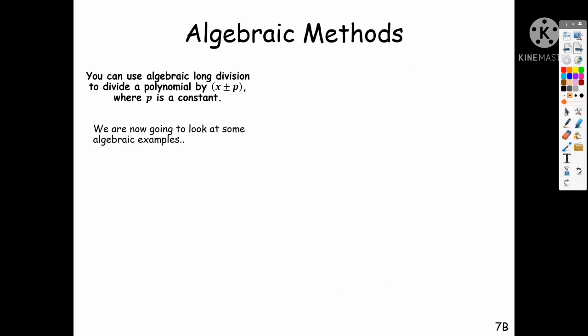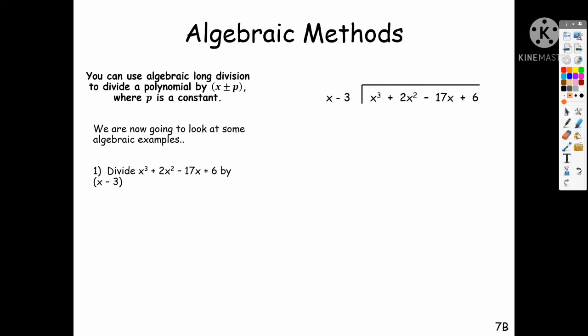So, we're now going to look at some algebraic examples. This is now no longer with numbers, if you will. The question is, divide x cubed plus 2x squared minus 17x plus 6 by x minus 3. Okay, so bus stop method, this is how we set it up.